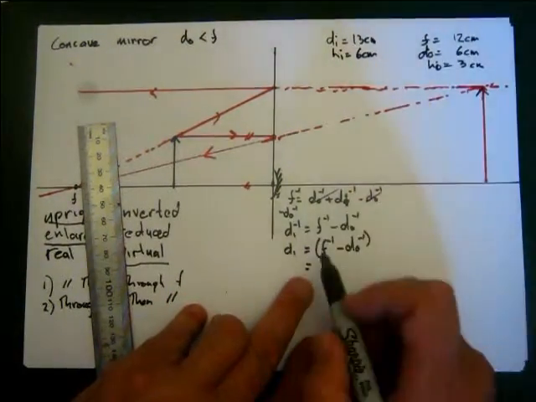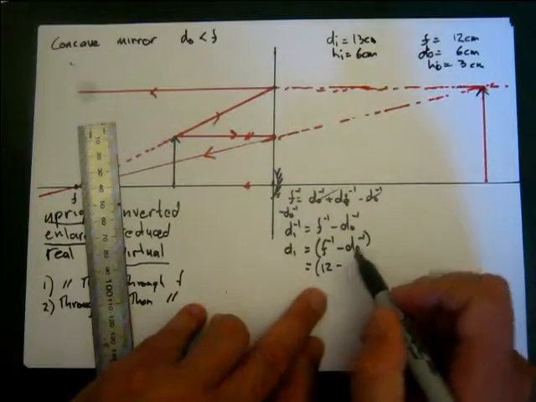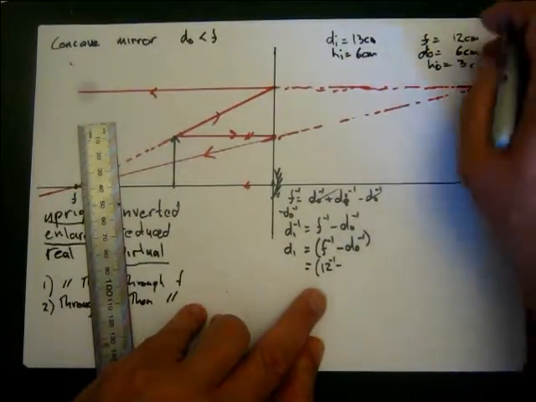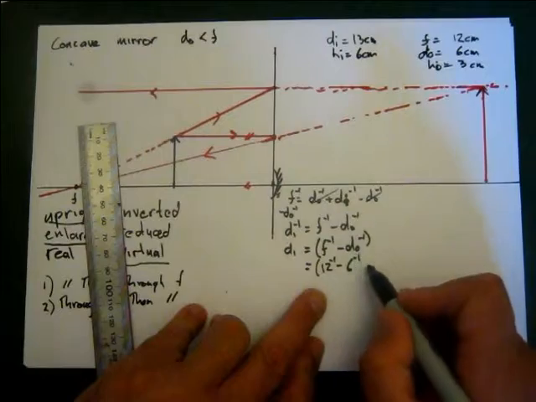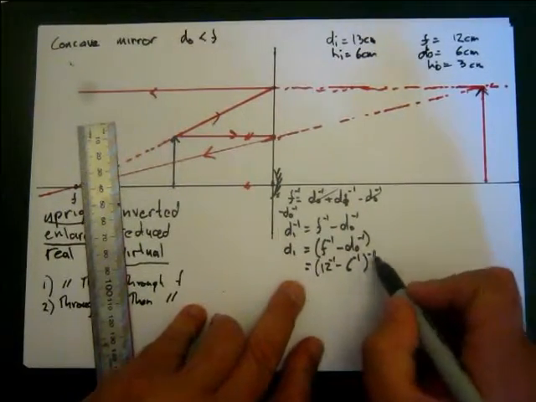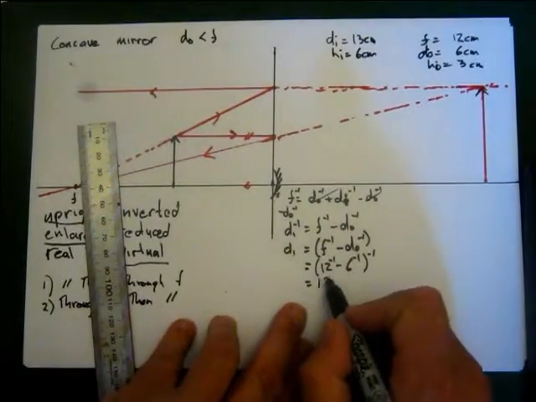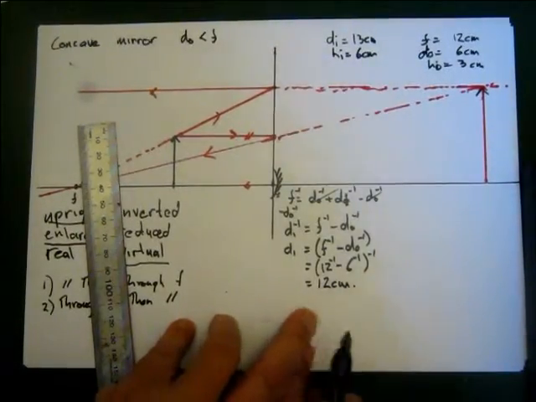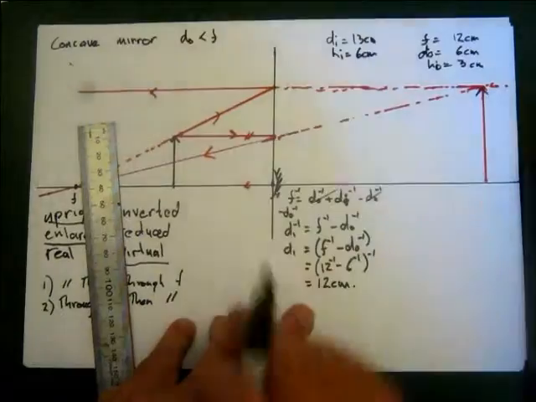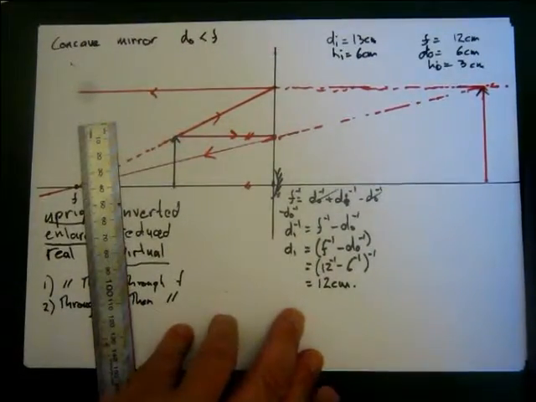DF is 12 to the minus 1 minus 6 to the minus 1, all to the minus 1, equals 12 to the minus 1 minus 6 to the minus 1. I know what the answer is, but let's do it anyway. Take the inverse of that, equals 12 centimeters. So my drawing skills were not fantastic.